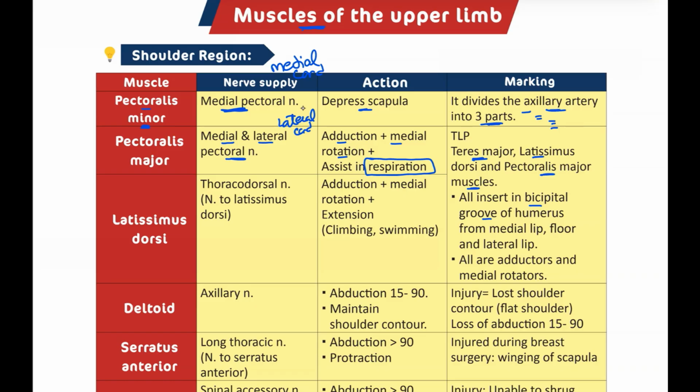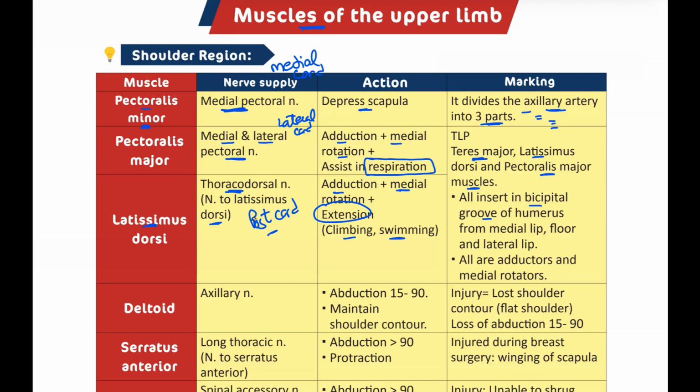And let's talk about the latissimus dorsi as well. It is supplied by the thoracodorsal nerve, which is the nerve to the latissimus dorsi, and that is given by the posterior cord. Basically, the purpose of giving you this brainstorming is that this is the way you can be tested on the exam. So latissimus dorsi's function is again adduction and medial rotation, but it is helpful in extension during climbing and swimming, and we have discussed its clinical relevance with reference to the bicipital groove. Now, latissimus dorsi is present at the floor of the bicipital groove.